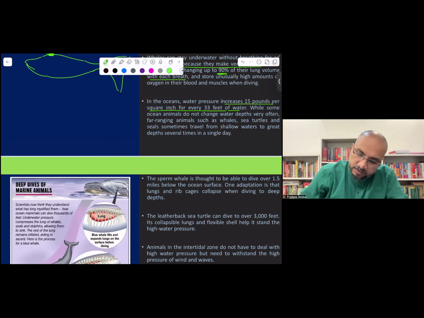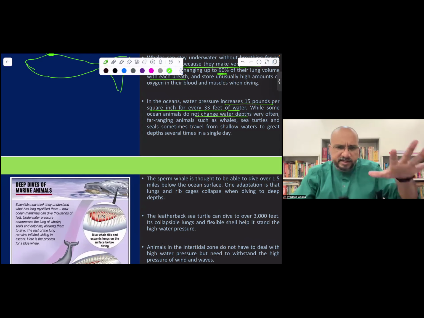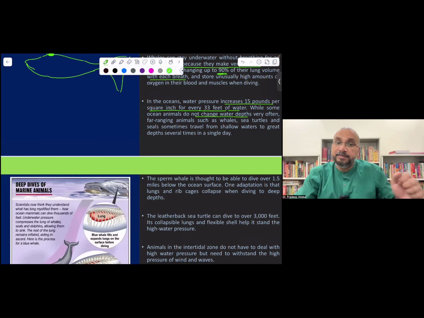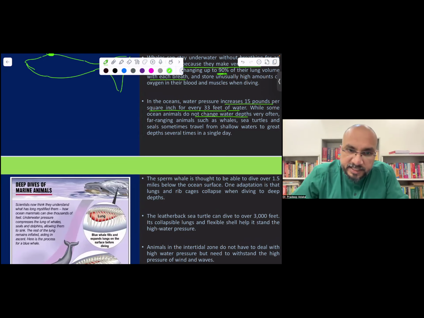Okay. So most of the animals do not change the water depth. They will remain at the same depth. But some organisms can dive deeper. So whales, sea turtles, seals, they can go deeper and they can come back to the surface. So they should have some kind of mechanism to overcome the pressure of the deep water.